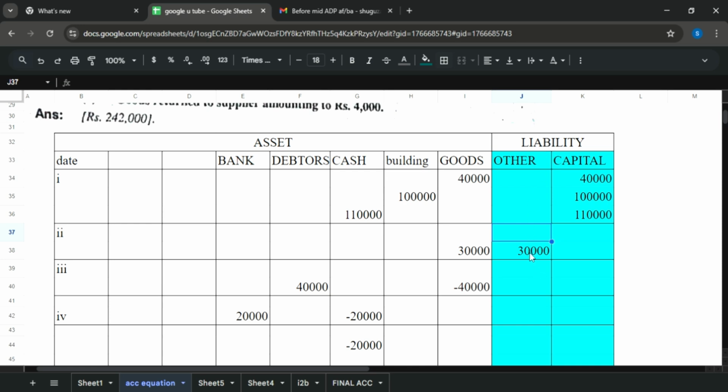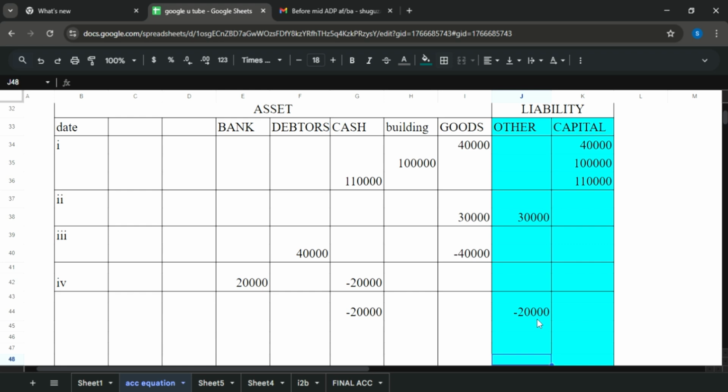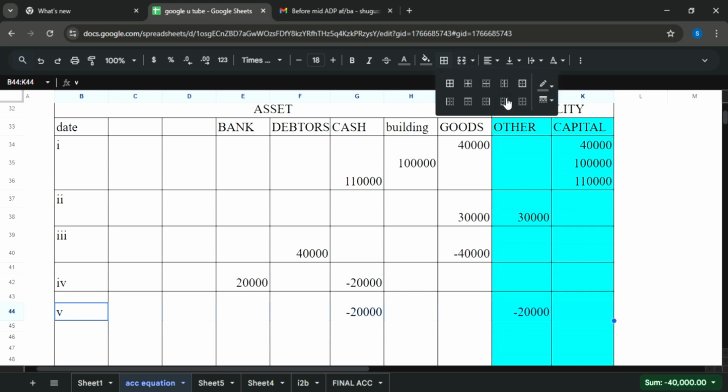This amount was payable. But now what had happened? Out of 30,000, 20,000 you have paid, means there is decrease in liability. That is why you have put sign of minus. It means it's fifth entry and that has been completed. Now let's put a bottom line after that. So entry number 5 is complete. We will now focus on our sixth entry.